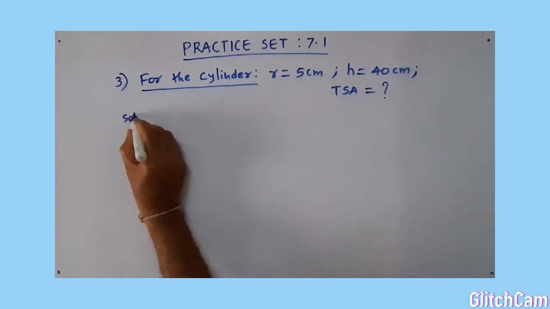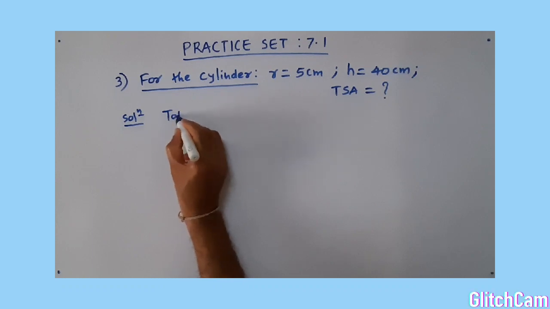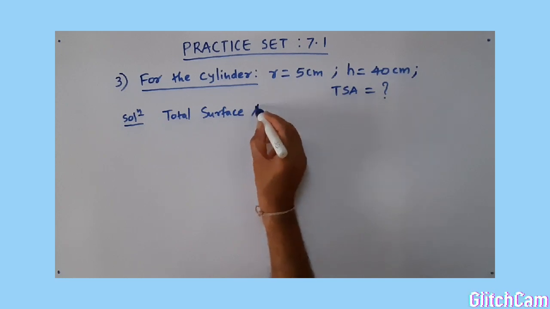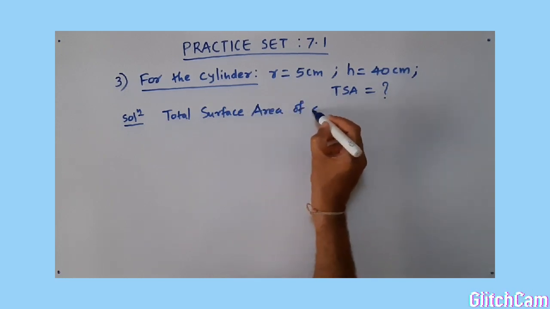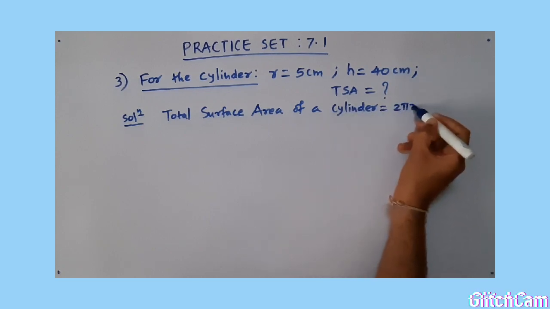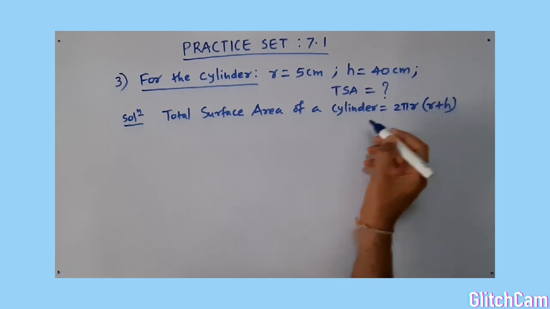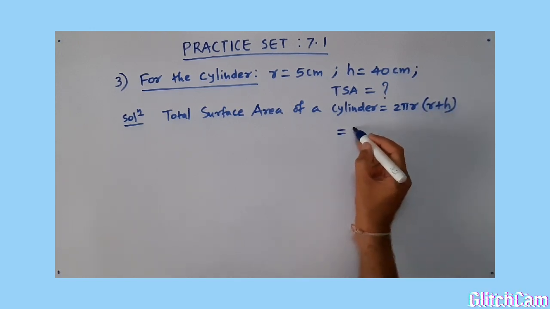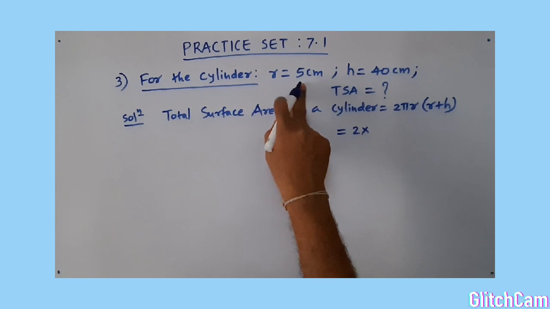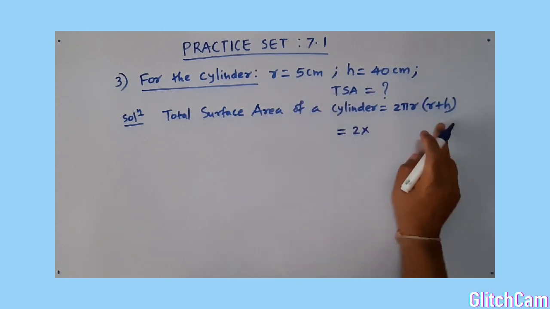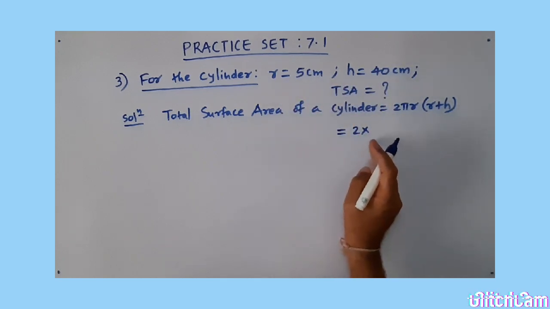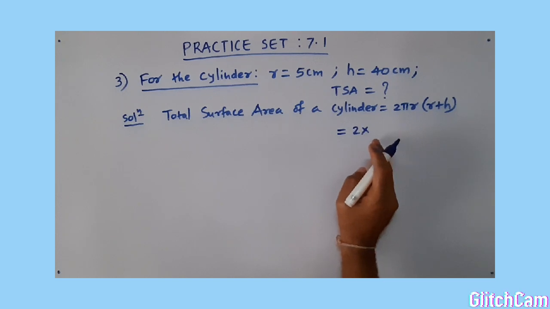Recall the formula for TSA, total surface area. In the exam we must have a habit of writing the full forms. Total surface area of a cylinder is, what is the formula? Please recall. It is 2 pi r into r plus h. Now simply we have to substitute the values. 2 into, will putting pi as 22 by 7 help us? See, radius is 5. Okay, and perpendicular height is 40. 40 plus 5 is 45. So neither 45 nor 5 gets cancelled with 7. So what we do is, we put the value of pi to be 3.14.